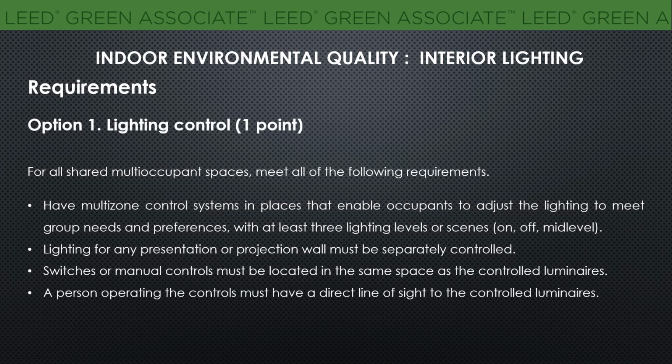Now let's look at how it works for multi-occupant spaces. For all the shared multi-occupant spaces, we need to comply with all these requirements. Requirement 1, have a multi-zone control system in place that enables occupants to adjust lighting to meet group needs and preferences with at least 3 lighting levels or scenes: on, off, mid-level, as mentioned for the individual occupant rooms. Then lighting for any presentation or projection wall must be separately controlled. Switches or manual controls must be located in the same place as the controlled luminaires. And finally, a person operating the control must have a direct line of sight to the controlled luminaires.